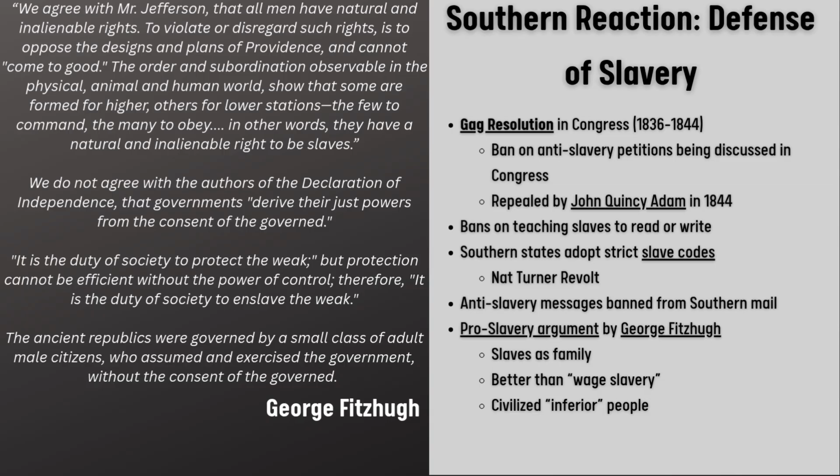Note how George Fitzhugh disagreed with the authors of the Declaration of Independence. Pro-slavery Southerners' beliefs were counter to foundational American values, and they knew this and proclaimed this. These defenses highlight the deep-rooted societal and legislative measures the South adopted to protect and justify the institution of slavery.